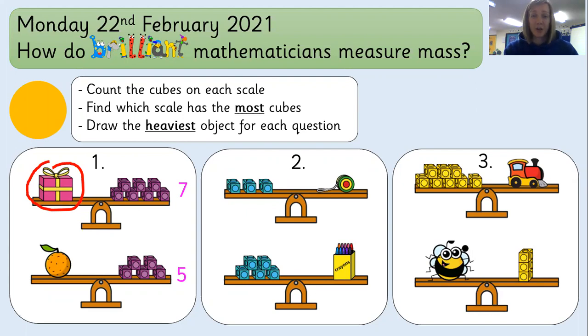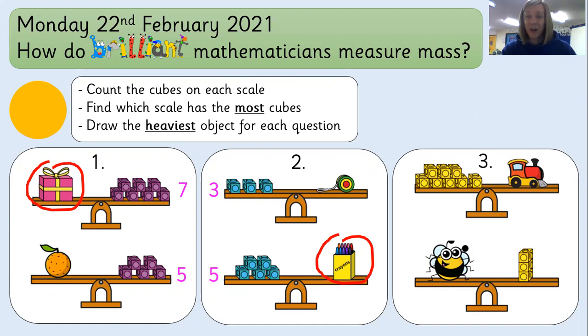Let's look at question number 2. The yo-yo is 3 cubes heavy and the pack of crayons is 5 cubes. So you've got 3 cubes for the yo-yo, 5 cubes for the crayons, which means the crayons are the heaviest. So well done if you drew the crayons.